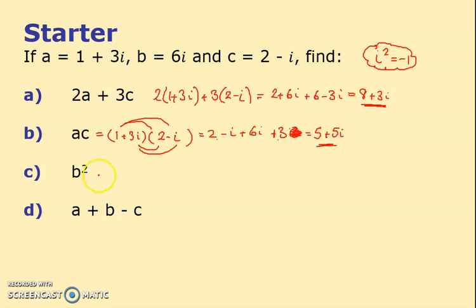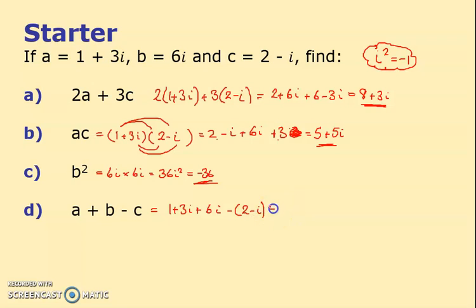Now b squared, well that's presumably just 6i times 6i, and that's 36i squared, but I've just said to you i squared is minus 1, so this is really minus 36. a plus b minus c, what's that? That's 1 plus 3i plus 6i minus 2 minus i.